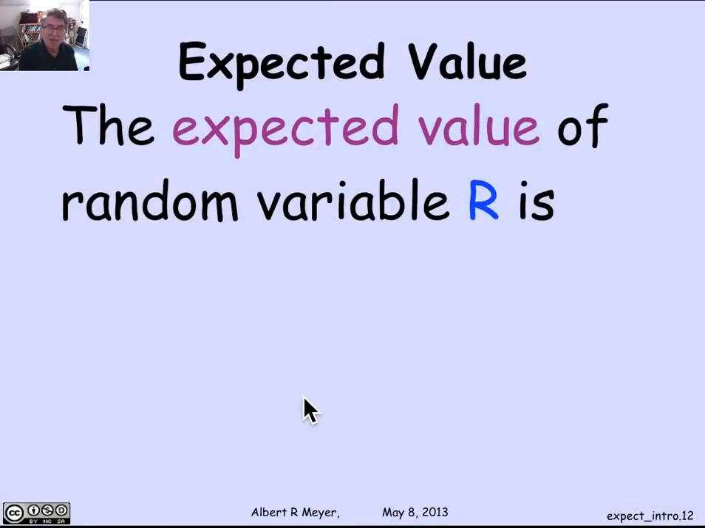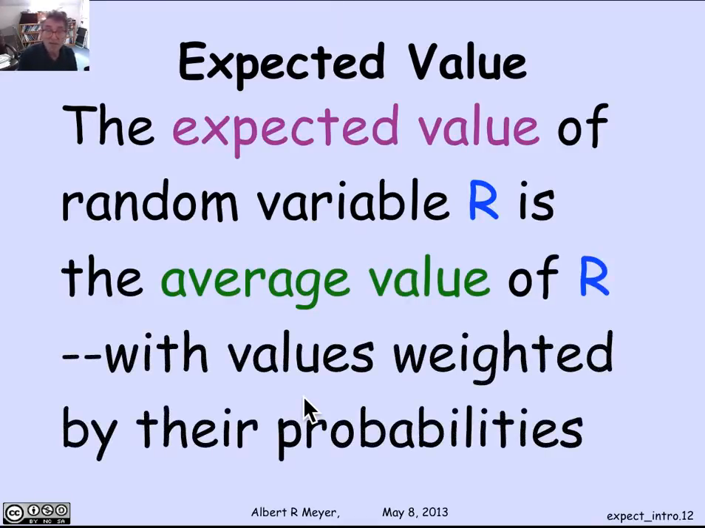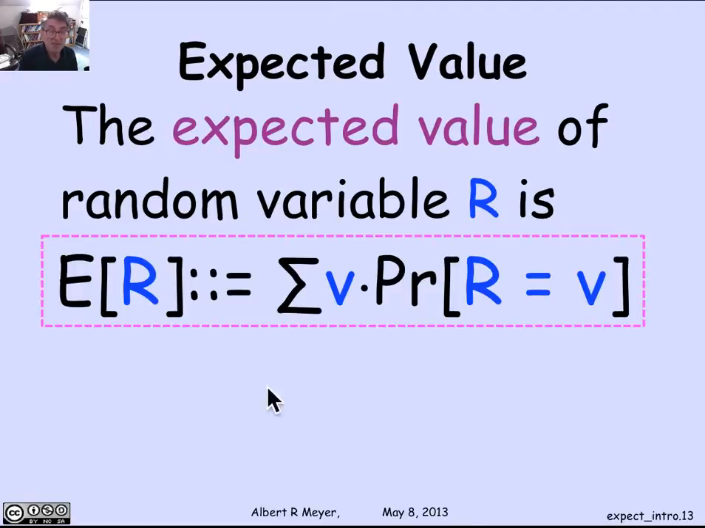Okay. So now let's abstract the expected value of a random variable R. A random variable is this thing that probabilistically takes on different values with different probabilities. And its expected value is defined to be its average value, where the different values are weighted by their probabilities. We can write this out as a precise formula. The expectation of a random variable R is defined to be the sum over all its possible values V of V times the probability that R equals V. So this is the basic definition of the expected value of a random variable.